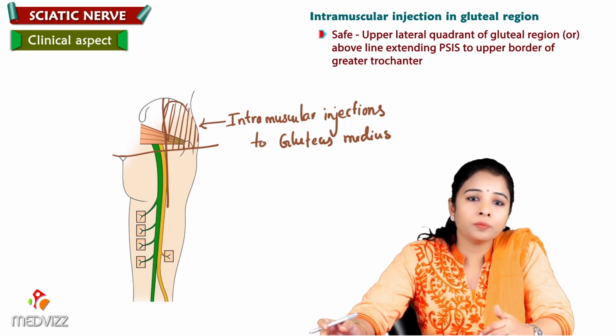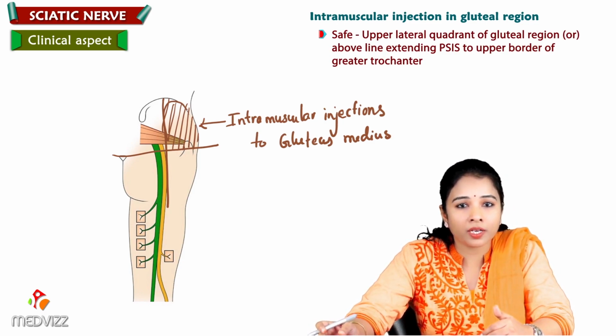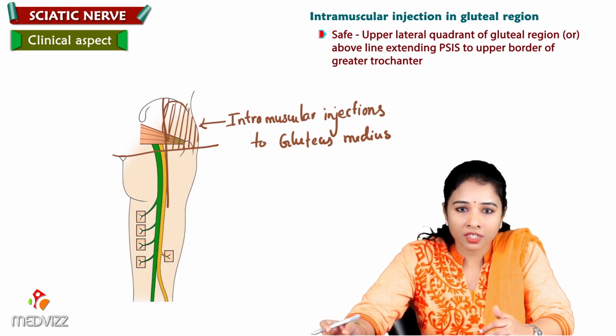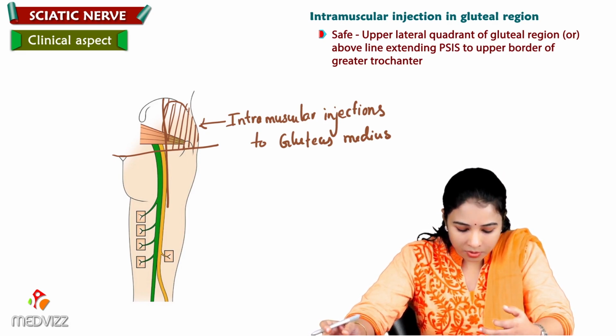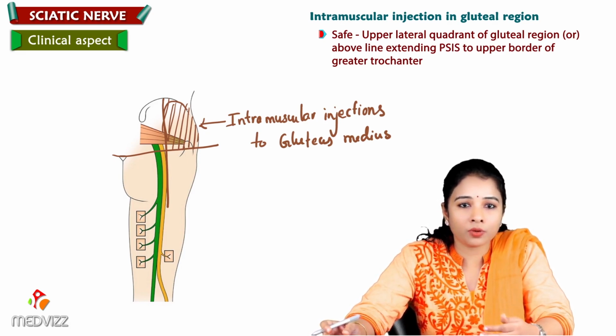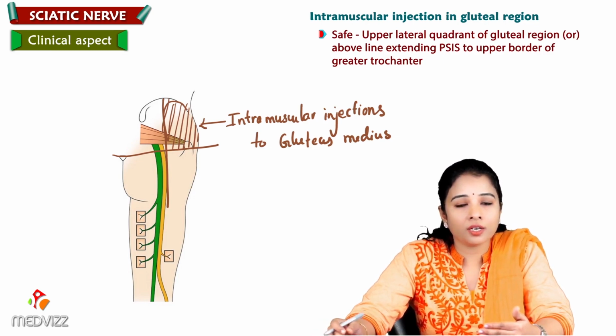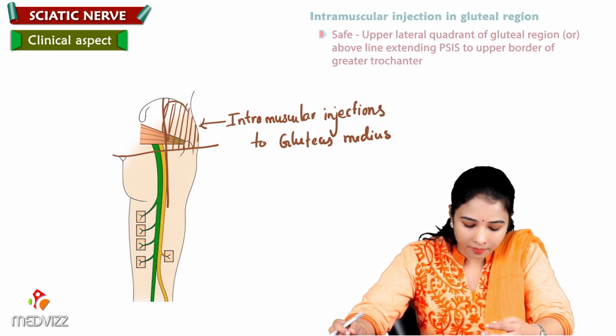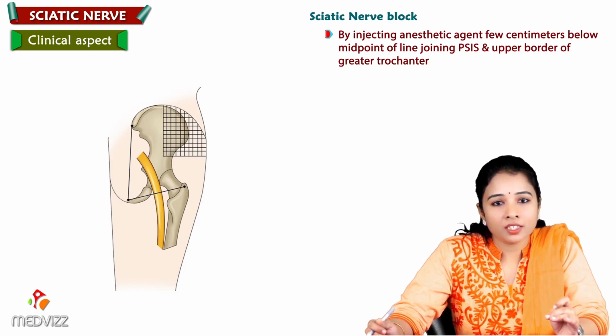the line extending from the posterior superior iliac spine to the upper border of the greater trochanter. So between the posterior superior iliac spine and the upper border of the greater trochanter can be considered the safest area. Next we shall talk about the sciatic nerve block.